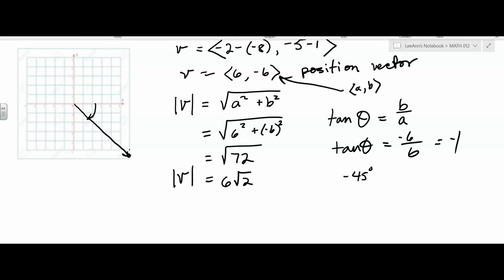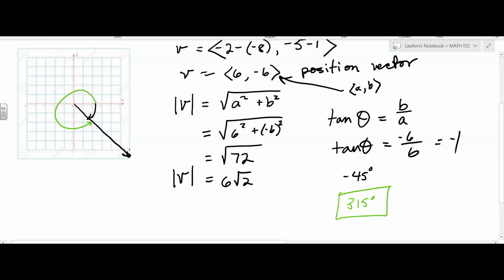We would prefer it to be a positive angle. So we're in the 4th quadrant. That's important to remember. So we're going to come around this way and say that's the same as 315 degrees, an angle of 315 degrees. So that would be the direction.